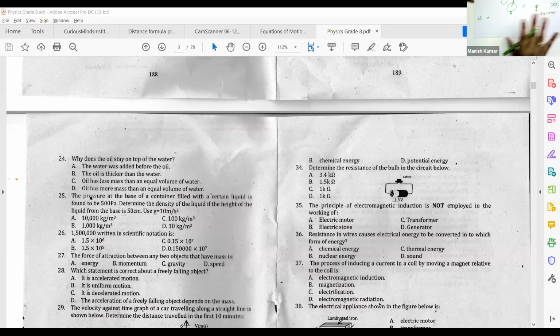Any object. Okay, so it is an accelerated motion, yes. So A is the right answer. It is a uniform motion, B.